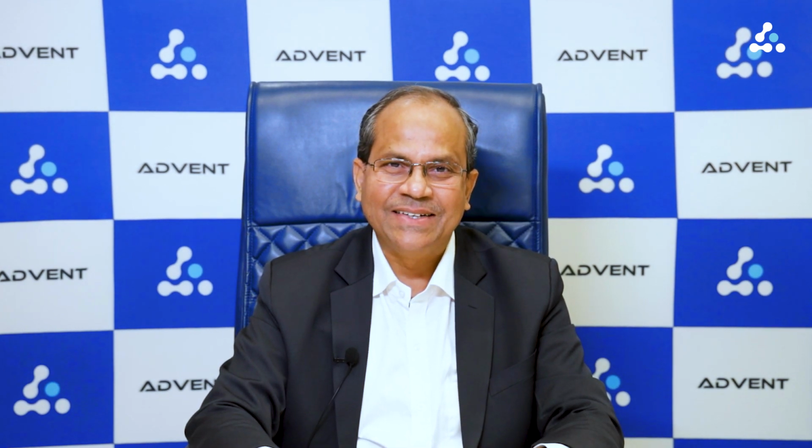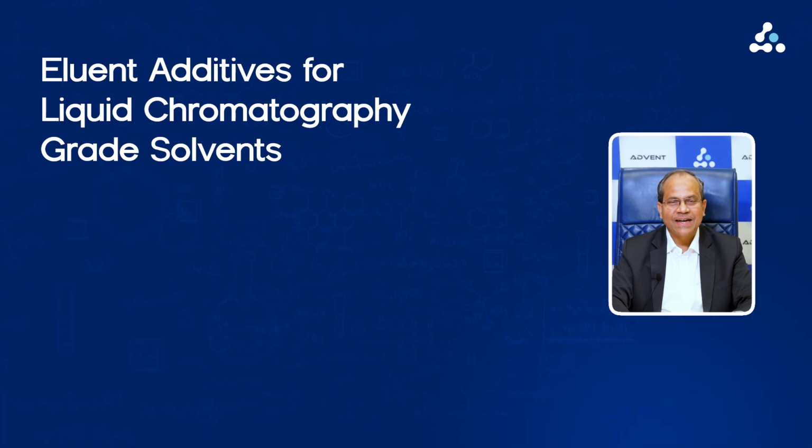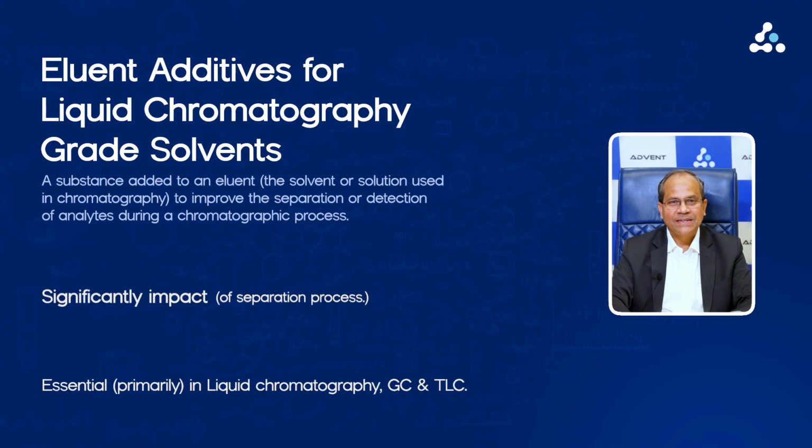Let us get started. As you all know, an eluent additive is a substance that is added to an eluent to improve the separation and detection of analyte in the chromatographic process. The eluent can be a solvent or a mixture of solvents, which we call mobile phase. They significantly impact the efficiency and efficacy of the separation process. They are primarily used in liquid chromatography and to some extent in gas chromatography and TLC too.